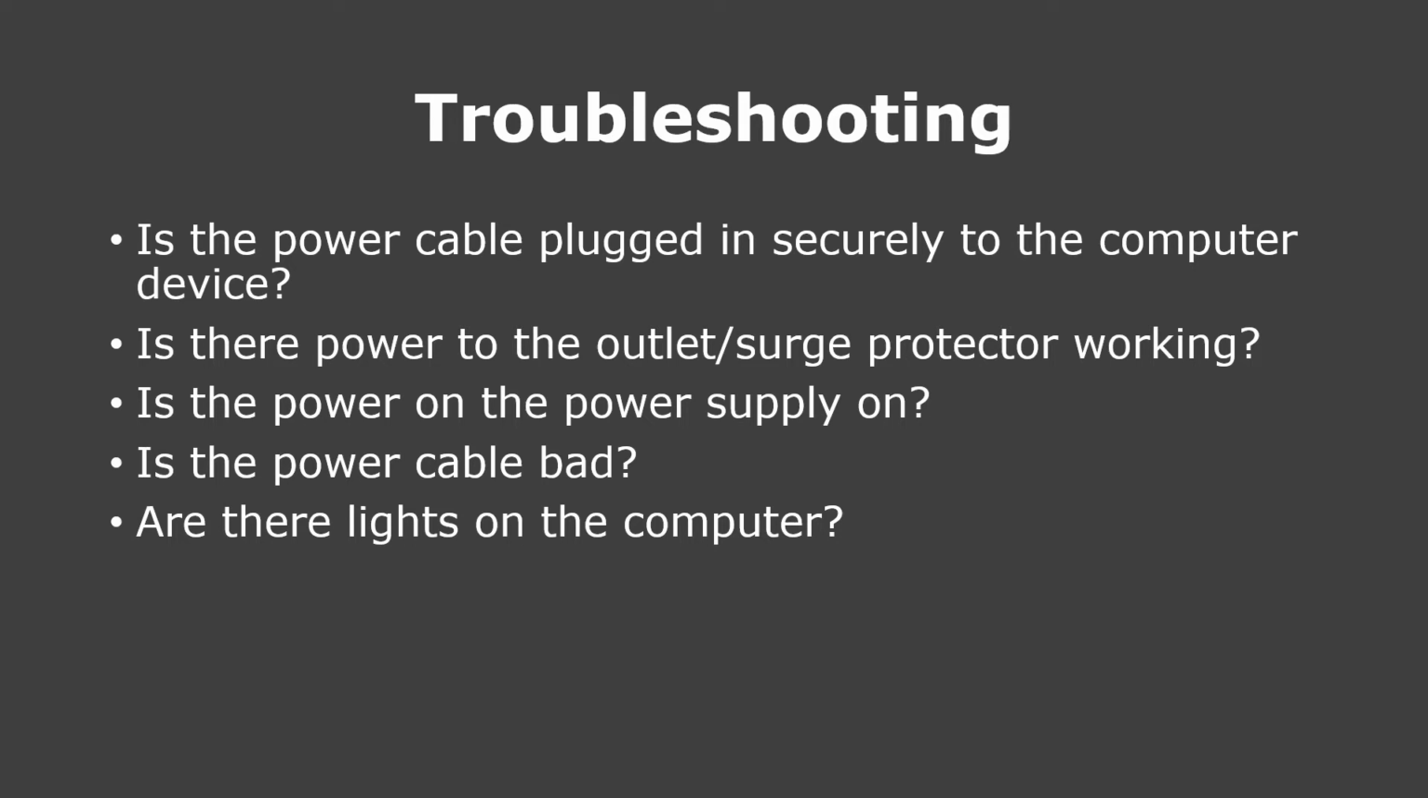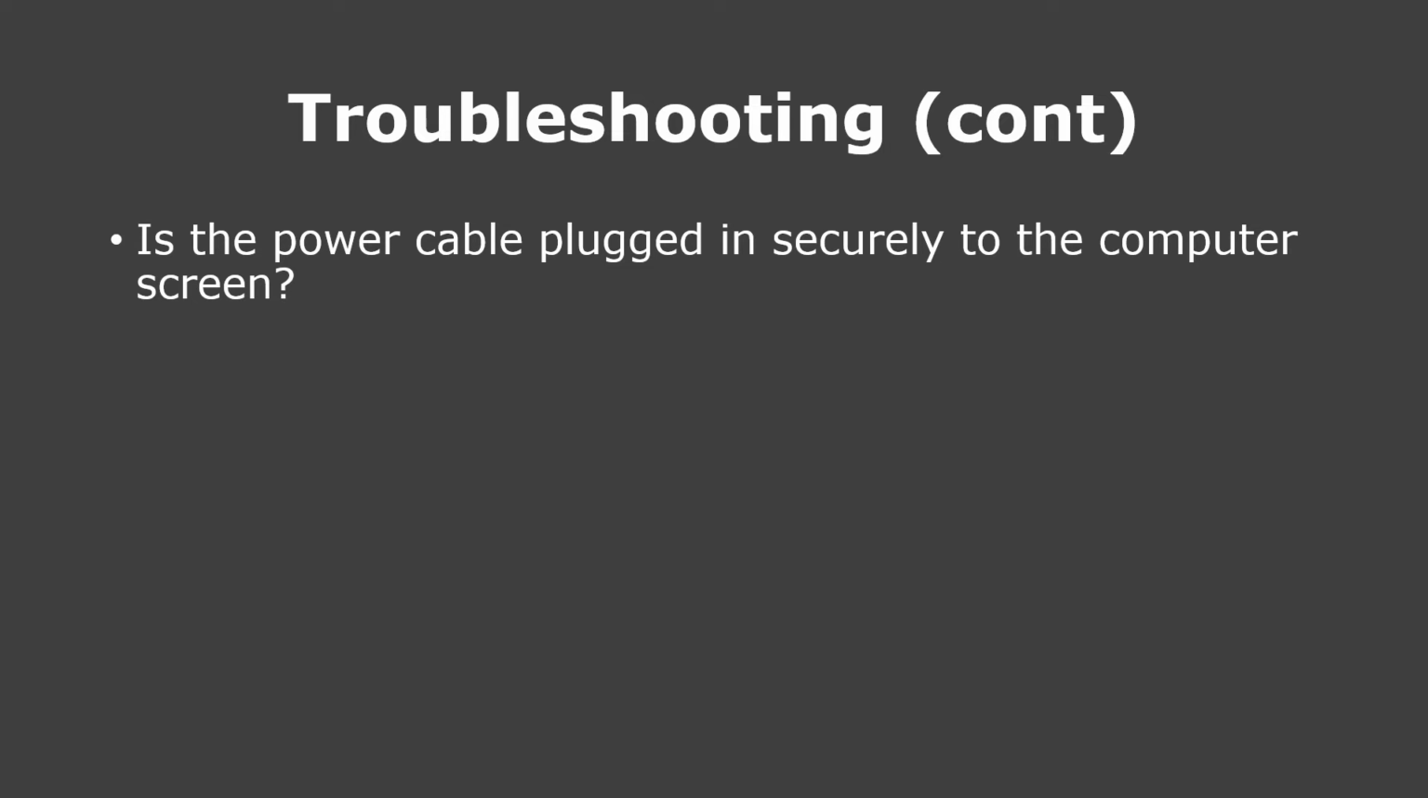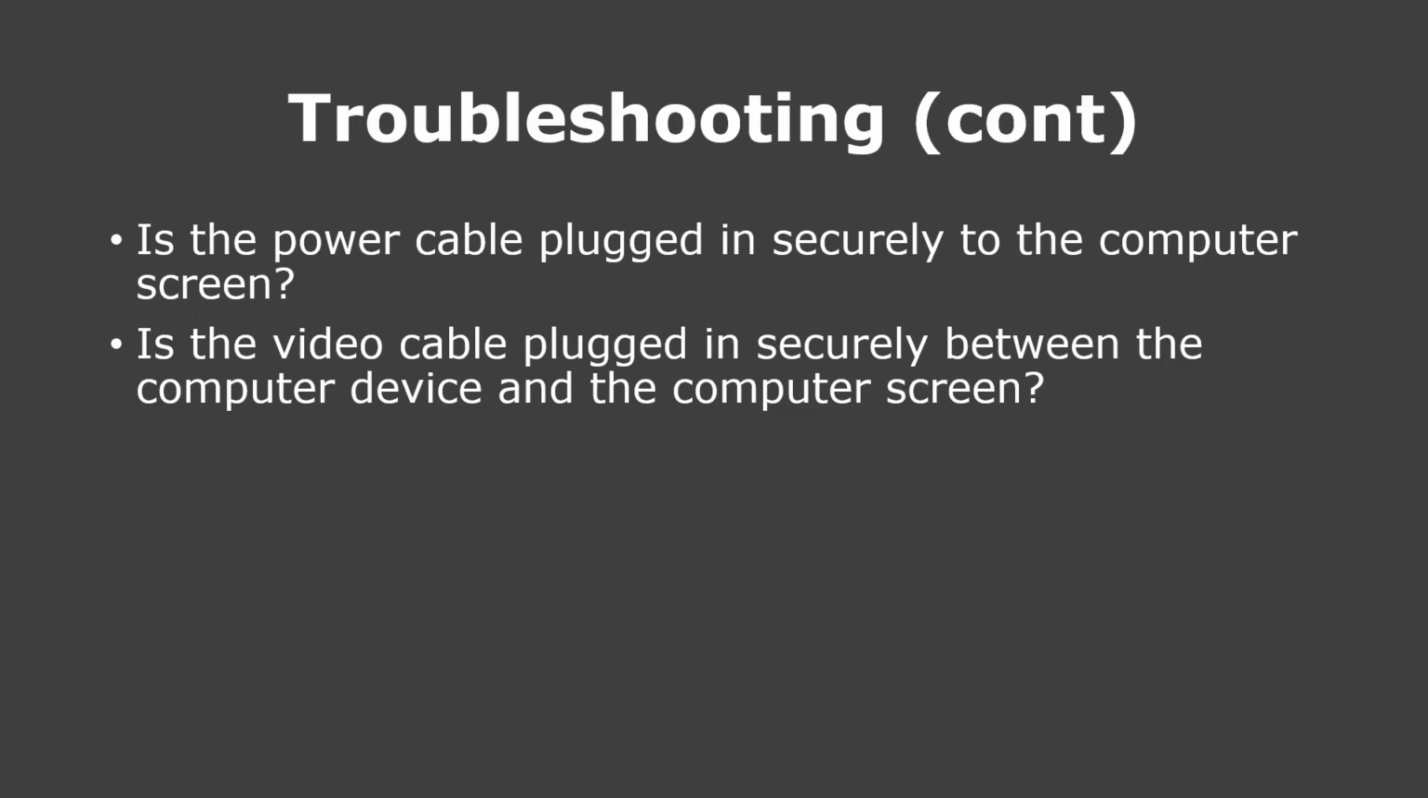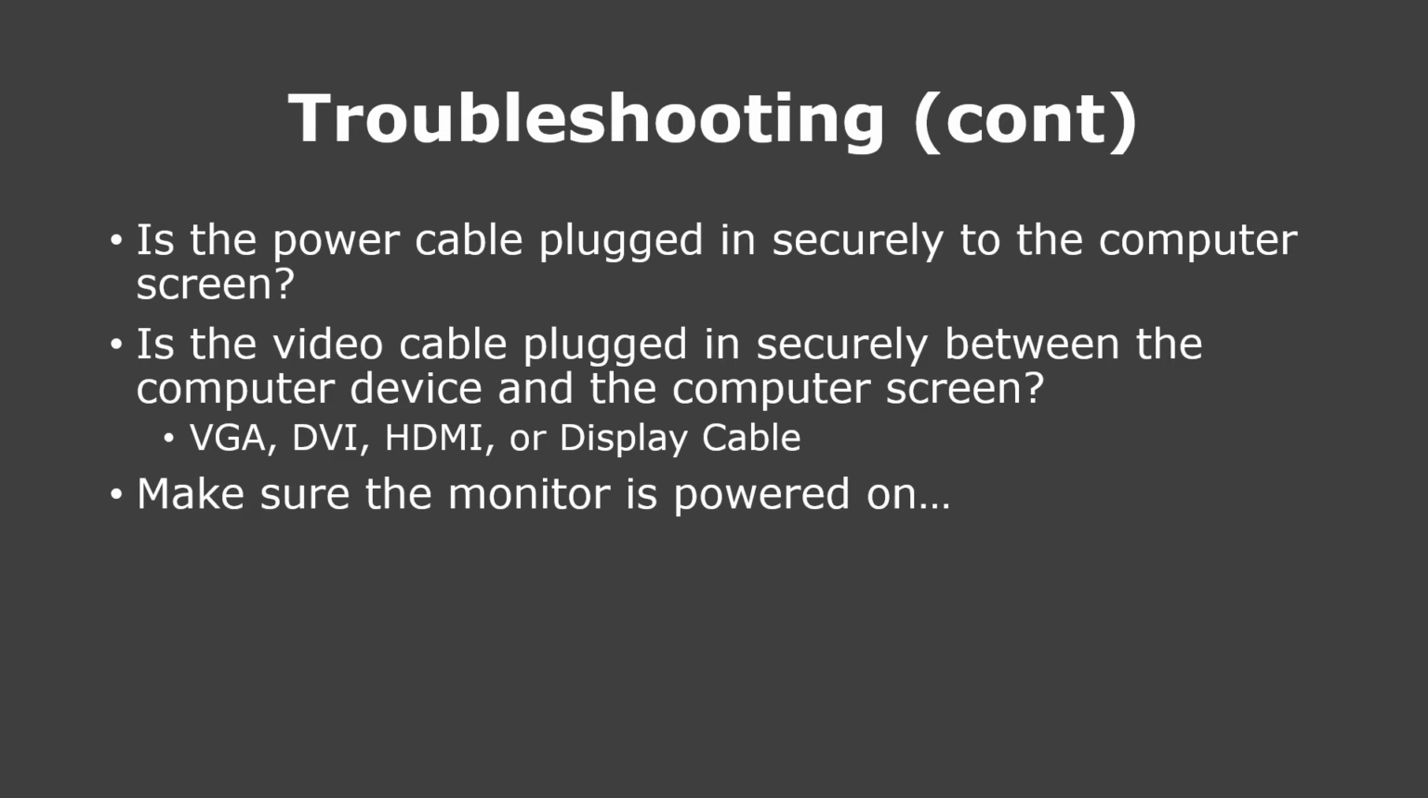But now we need to see why nothing is showing on the computer screen. First, we're going to follow the same logic and check the power cable from the computer screen to the power outlet as well. Make sure that it is plugged in and secure on both ends. Then, you're going to check the video cable connection from the computer screen itself to the back of the computer. The only video connections you would be dealing with in this scenario would be VGA, DVI, HDMI, and DisplayPort cables. Make sure that the video cable, in whatever case, is nice and secure on both ends. Then, make sure the monitor is powered on.